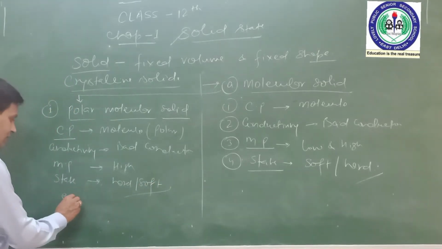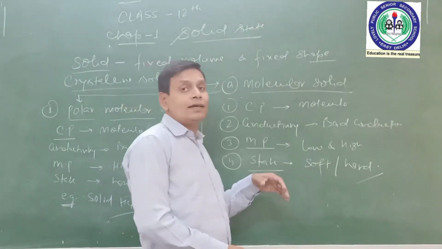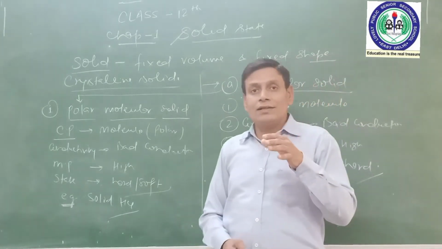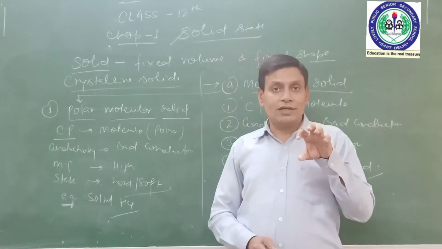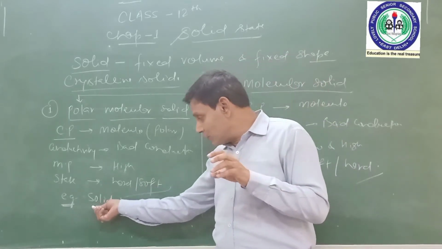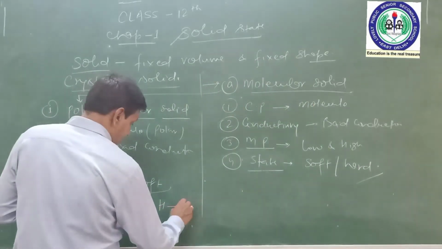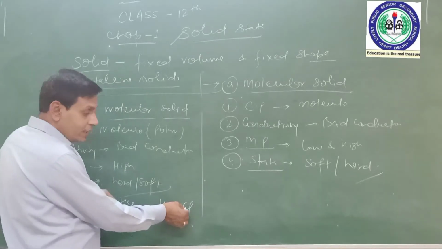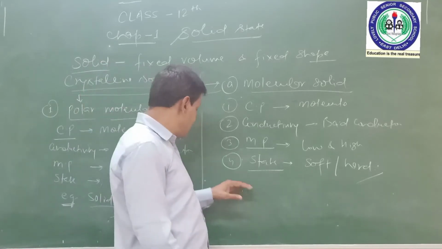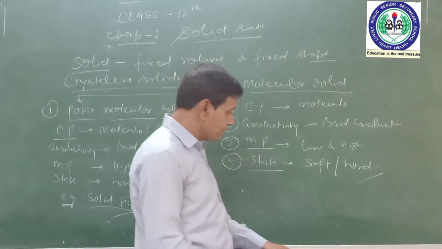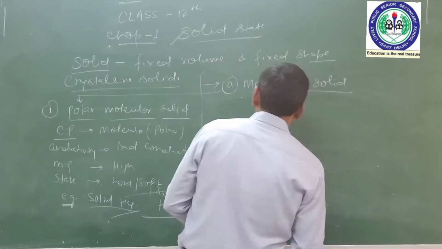Now we have to understand the example. Solid HCl. Whenever we consider HCl, we keep in mind a liquid, but it could be solid if you take it to a particular temperature. Solid HCl will be a polar molecule, because HCl is a polar molecule itself. Why? Because Cl is electronegative, so partial negative and partial positive charges are developed. That is why this is an example of a polar molecular solid. The second type of molecular solid is the non-polar molecular solid.